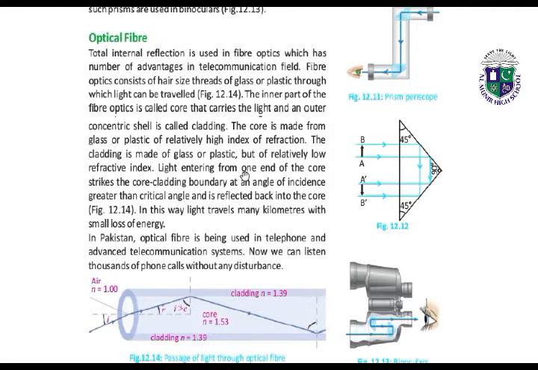So light entering from one end of the core strikes the core-cladding boundary at an angle of incidence greater than the critical angle and is reflected back into the core. In this way, light travels many kilometers with a small loss of energy.